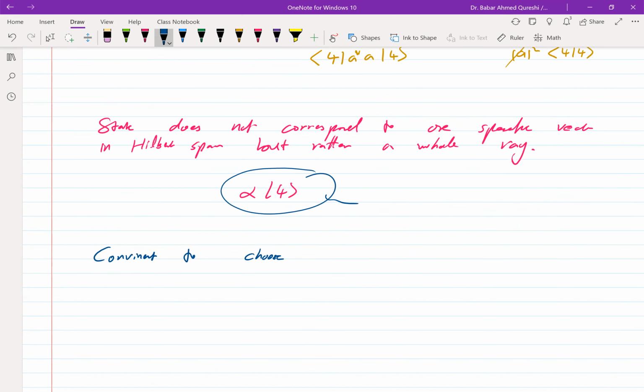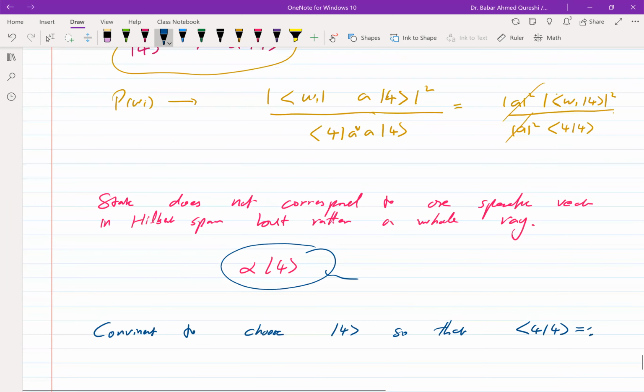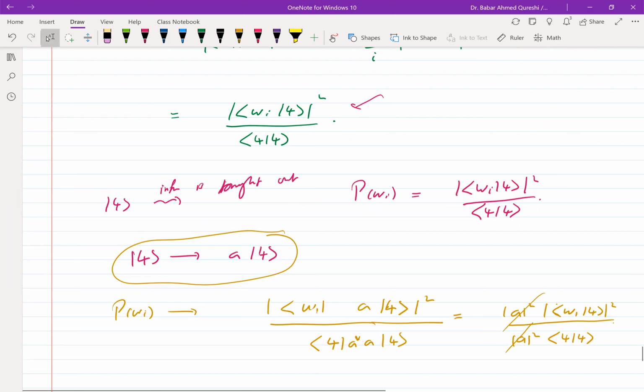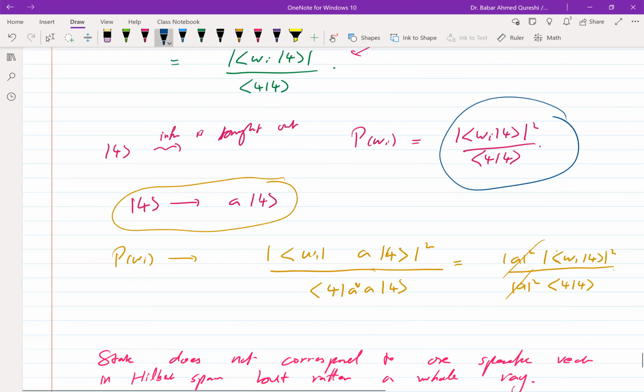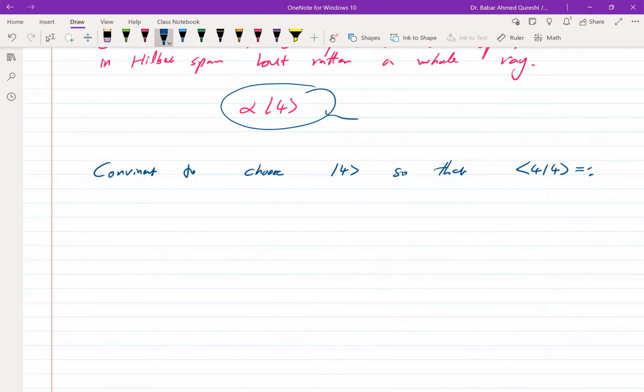Convenient to choose psi so that psi by psi is equal to 1. For one thing, I wouldn't have to write this again and again. I wouldn't have to compute this and divide by this. So normalize psi once, and then you can just use a slightly simplified formula. So convenient to choose psi so that psi by psi is equal to 1. But even when you do that, I can still change psi by a phase.